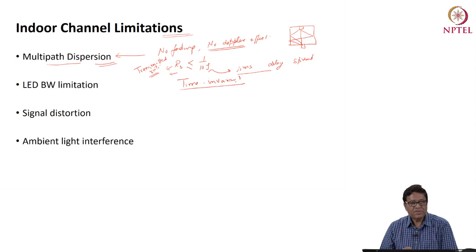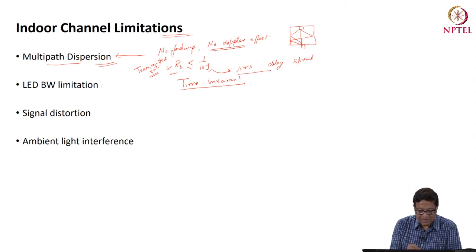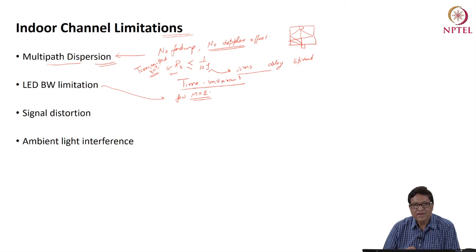The second issue is actually light emitting diode bandwidth limitation. The commercial LEDs, which are originally installed for illumination, have only limited bandwidth, of the order of few megahertz, whereas the requirement is to have high data rate to the user.